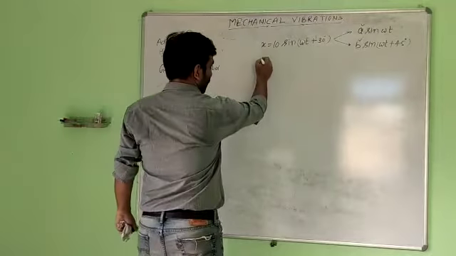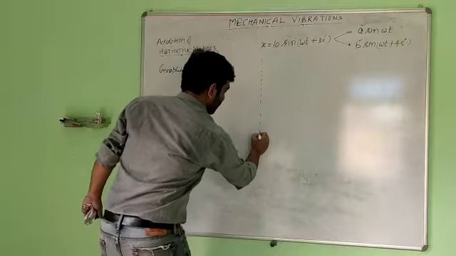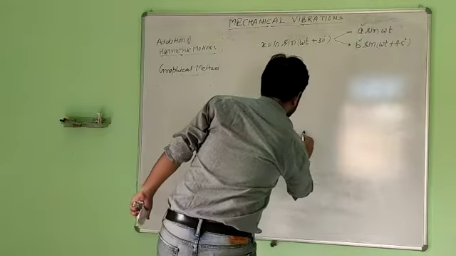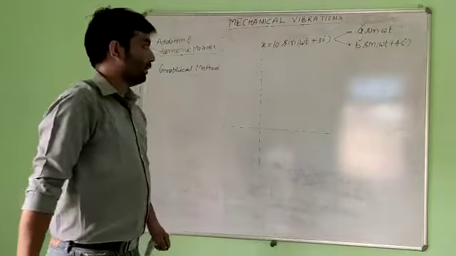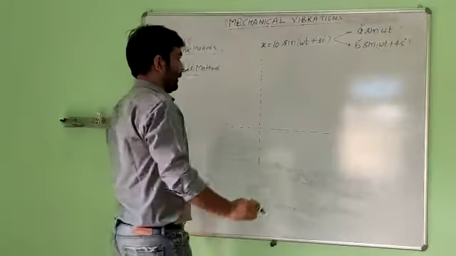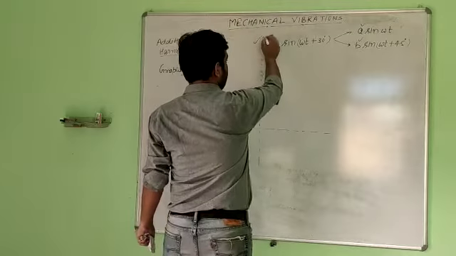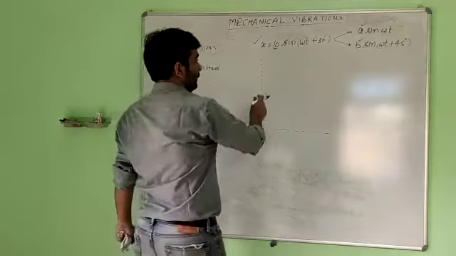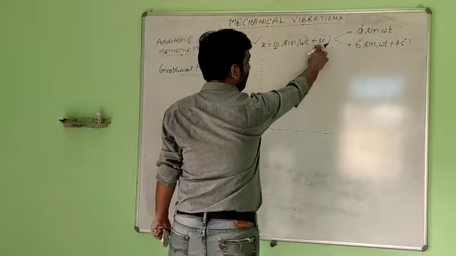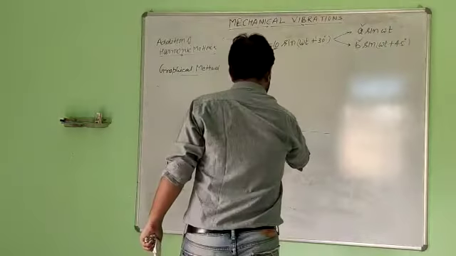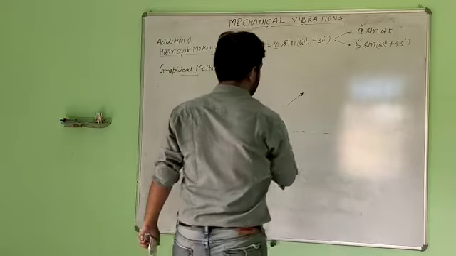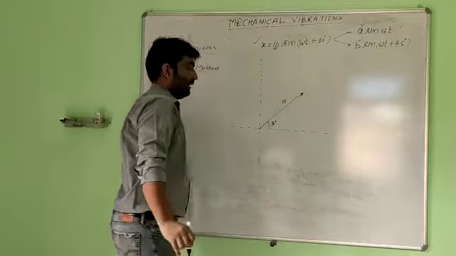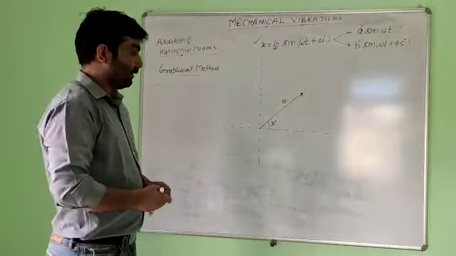First we have to draw the axes. Now we have the resultant harmonic motion. Draw this one: a vector of amplitude 10 units, rotating with an angular velocity of omega, having phase angle 30 degrees. So the vector will be like this, 10 units, and this angle is 30 degrees. Simple. We have drawn the resultant.